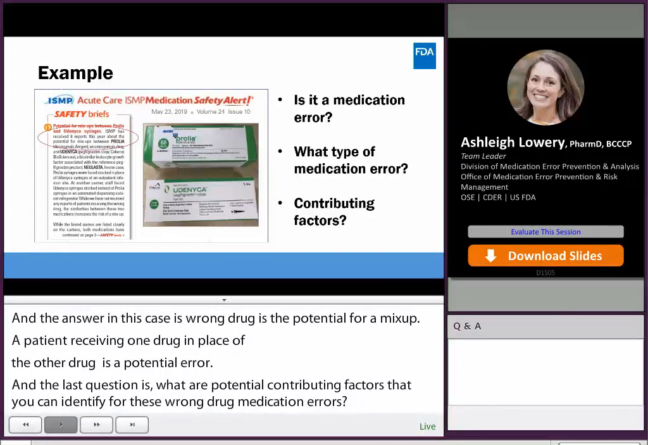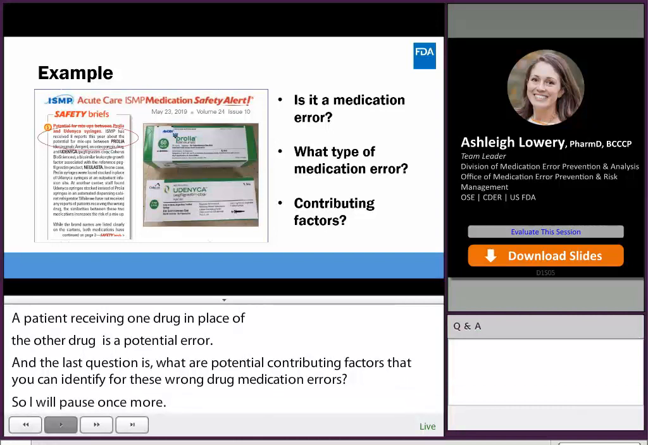So some of the contributing factors you may be thinking of are the use of the same color. Both cartons use a very similar or identical green coloring. The design of the cartons has some similarities, for example, the green circle surrounding the strength presentation.